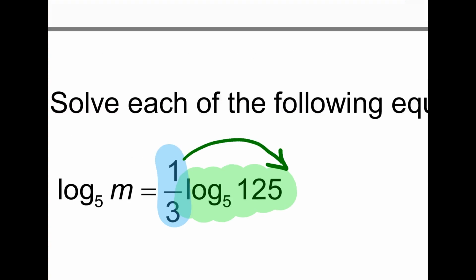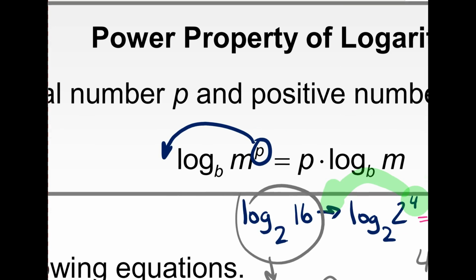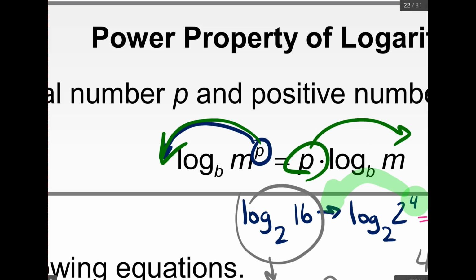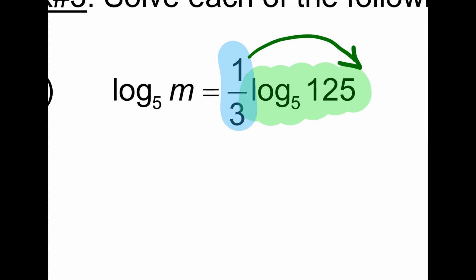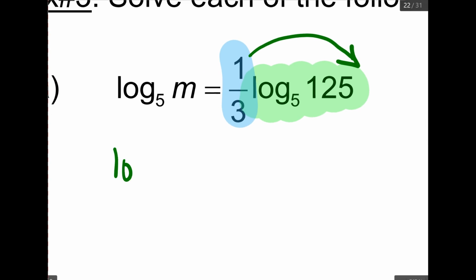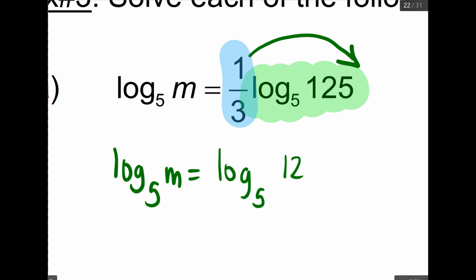Up here, if you have a power, you just move the power and multiply it on the front. So if I wanted to take that number and move it back up here, I can, and the only reason we can do this is because it's a logarithm. So I have log base 5 of m equals log base 5 of 125 to the third power.